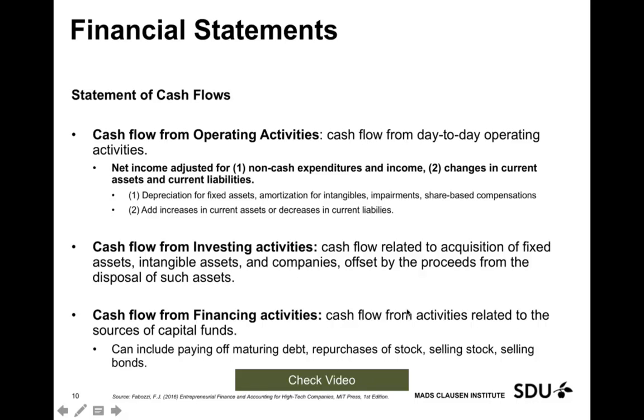The first one, as you can imagine, is the most important: the core activities of the company. This is what we call cash flow from operating activities. This is the day-to-day things, the things that define our business. So how do we do that? We move from the bottom of the income statement, the net income, and then we need to adjust it. And we need to adjust it with two different types of elements.